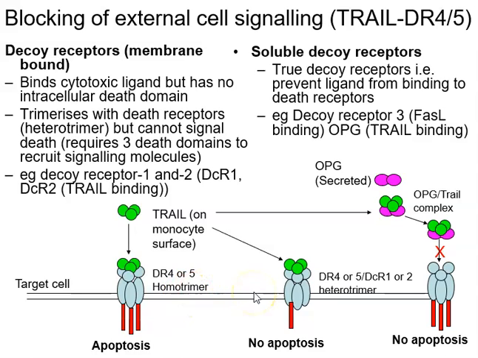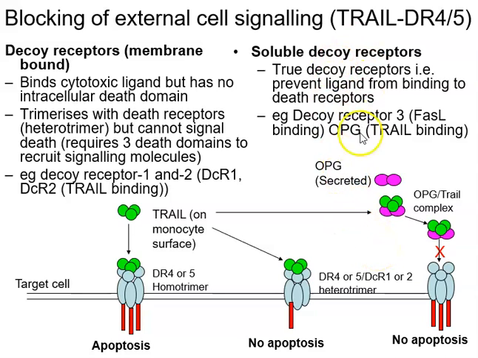Now, normal cells also express decoy receptors which can bind to TRAIL. We call these decoy receptor 1 and decoy receptor 2, and these decoy receptors can bind TRAIL in a trimeric way, creating a heterotrimer, and therefore this doesn't signal apoptosis because there's only one death domain here. If there's only one or two death domains, then it doesn't signal apoptosis. So that's one way. The presence of decoy receptors can prevent apoptosis, and also soluble decoy receptors.